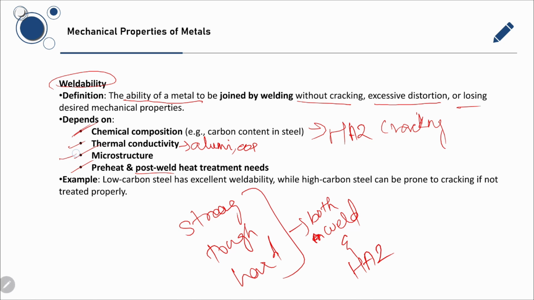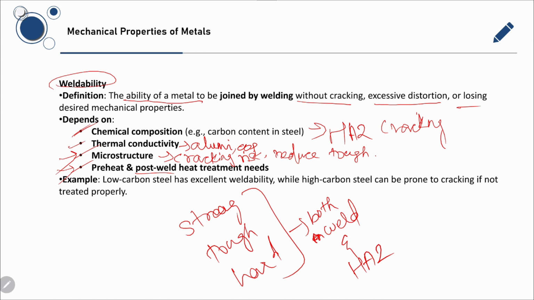The next one is microstructure. Martensite-prone or coarse microstructures raise cracking risk and reduce toughness. So we prevent that: preheat to slow cooling, choose a suitable filler, and consider PWHT to restore the toughness.